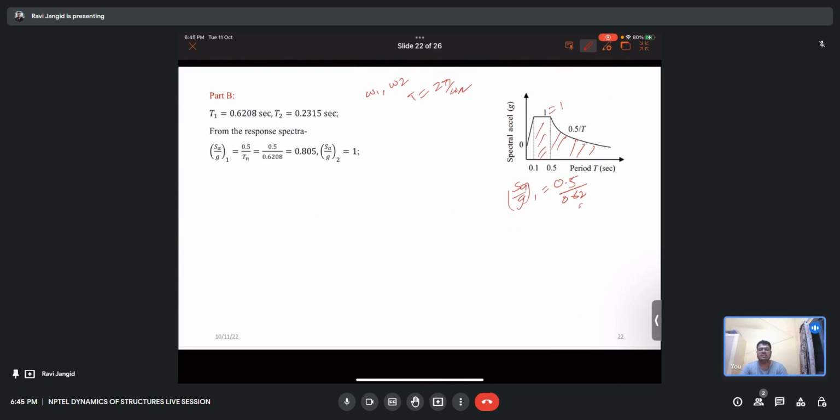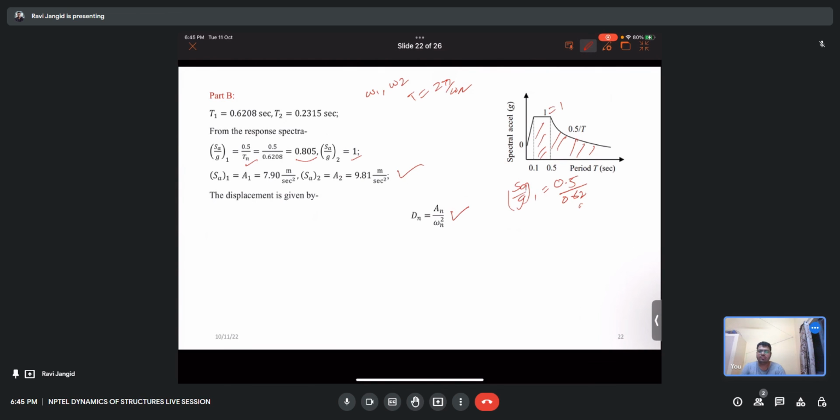So SA by Z is 0.5 by Tn, and that is coming out to be 0.805, and SA by Z for T2 is 1. If I multiply it with Z, that is 7.9 and 9.81. So this is my A1 and A2. After calculating A1 and A2, I can calculate the displacement. Displacement is given as dn equal to An divided by omega n square.